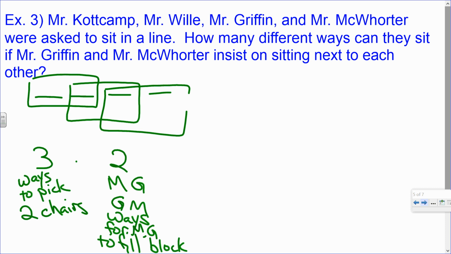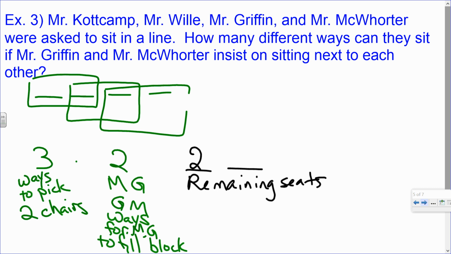So then this will be back to normal now. These will be our remaining seats. They might be together. If Mr. McWhorter and Mr. Griffin are in these 2 on the left, we might be talking about these 2, or we might be talking about the first seat and the last. I don't know where these 2 empty seats are. I've taken care of the restrictions first. All I know is I've got 2 empty seats left, 2 choices for whichever one I decide to fill first, and then 1 choice for what's left, for a total of 12 ways.